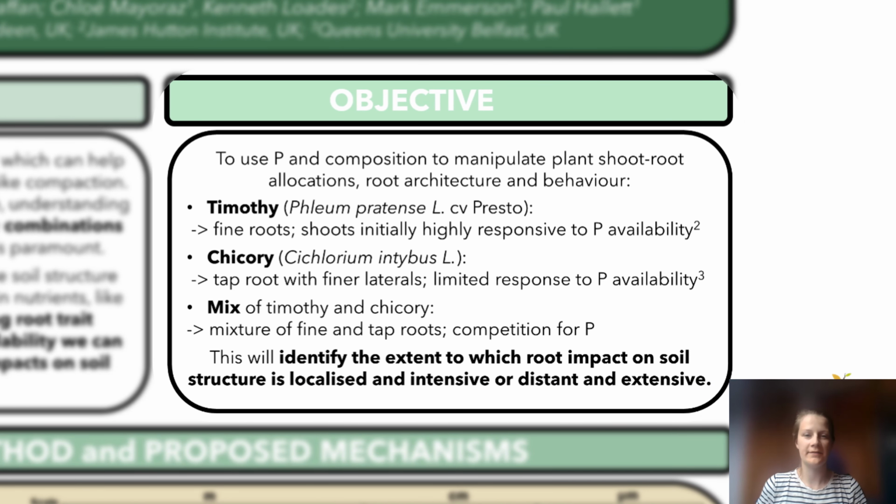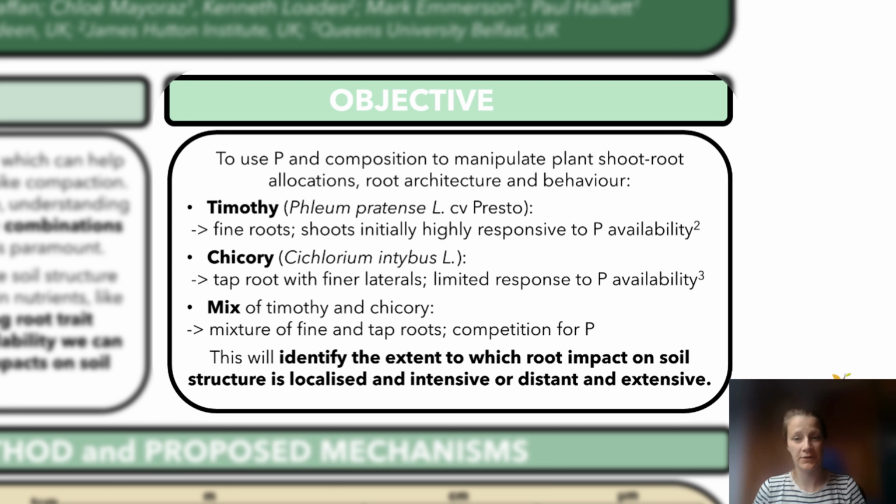We selected two grassland plants with very different root characteristics and phosphorus responses. These were Timothy, a fine rooted grass, which being a grass is highly competitive, and had a high shoot response to P. This means that the root response may be similar, irrelevant of phosphorus concentration, but the drying effect from the shoots might be very different.